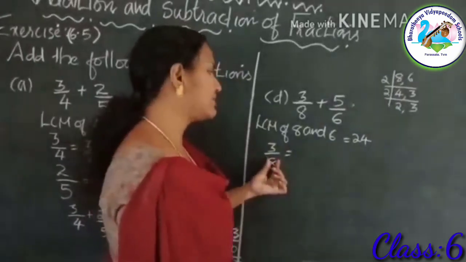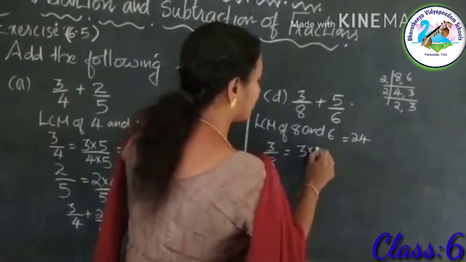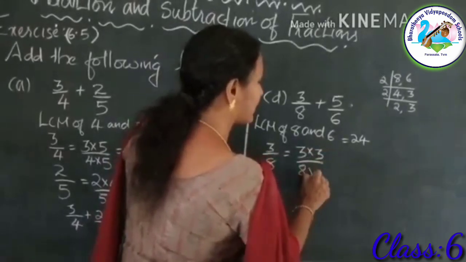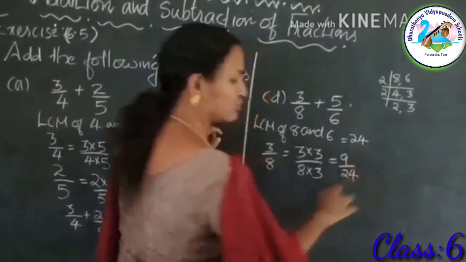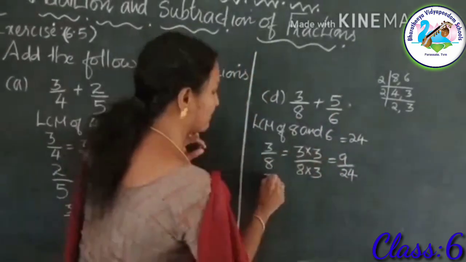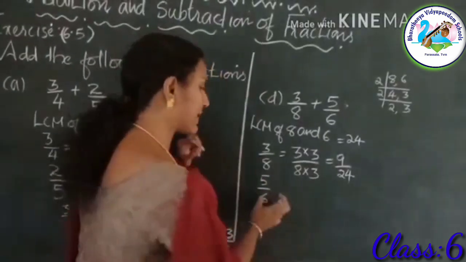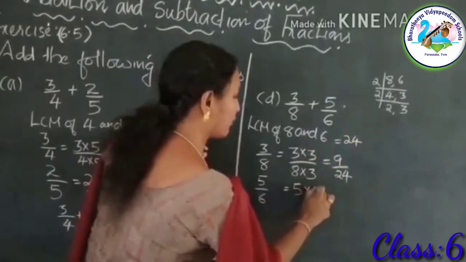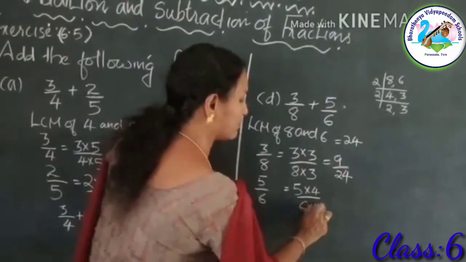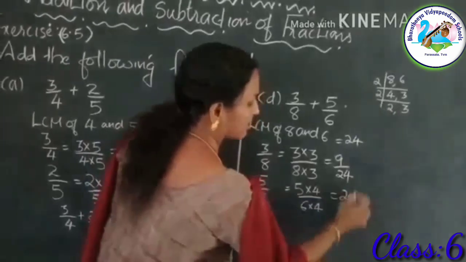So first fraction 3 by 8 is equal to, here the denominator is 8. So multiply 8 with 3, we get 24. So 3 into 3 divided by 8 into 3 is equal to 9 by 24. The next fraction 5 by 6. Here the denominator is 6. So multiply 6 with 4, we get 24. So 5 into 4 divided by 6 into 4 is equal to 20 by 24.